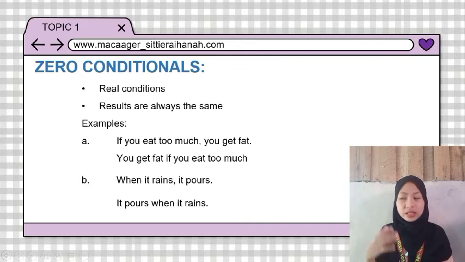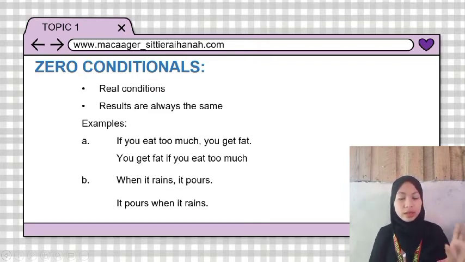As you can see in the sentence, the meaning is literal. If you eat too much, you get fat, obviously. If I eat too much, I get fat. If you do not eat too much, you lose weight, right?